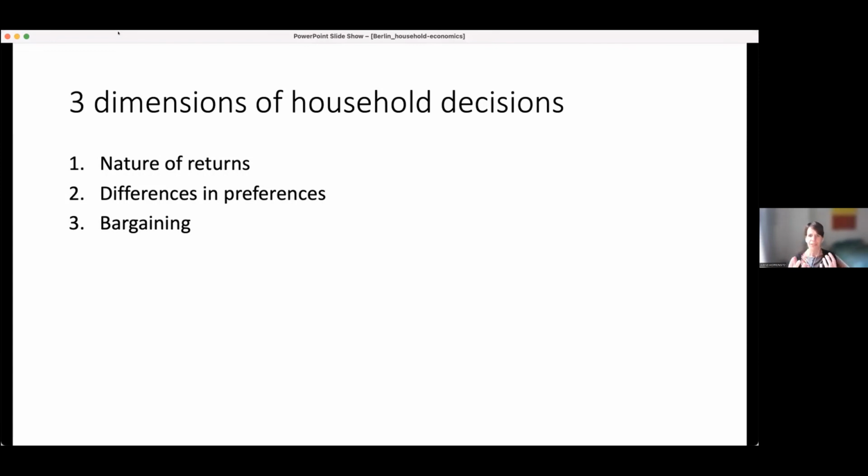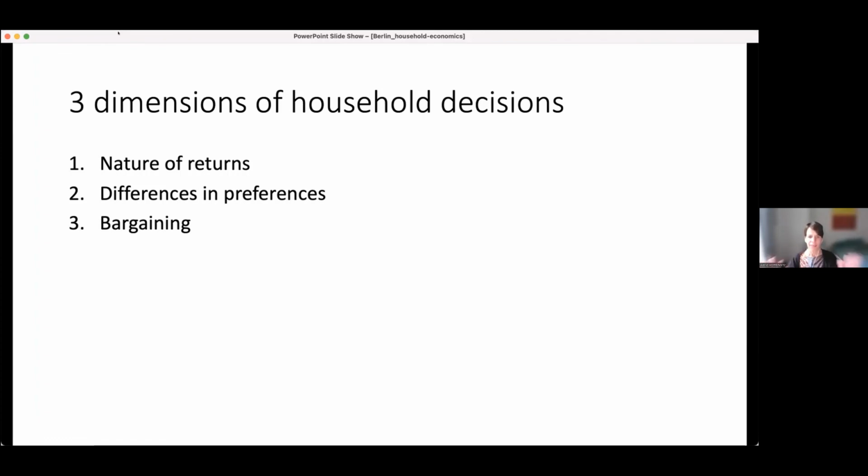Then we have to understand what are actually the differences in the preferences of all the involved parties. So this is actually where we're following up on what we just saw. Obviously in a household, we have lots of different people. They might have different preferences, right?